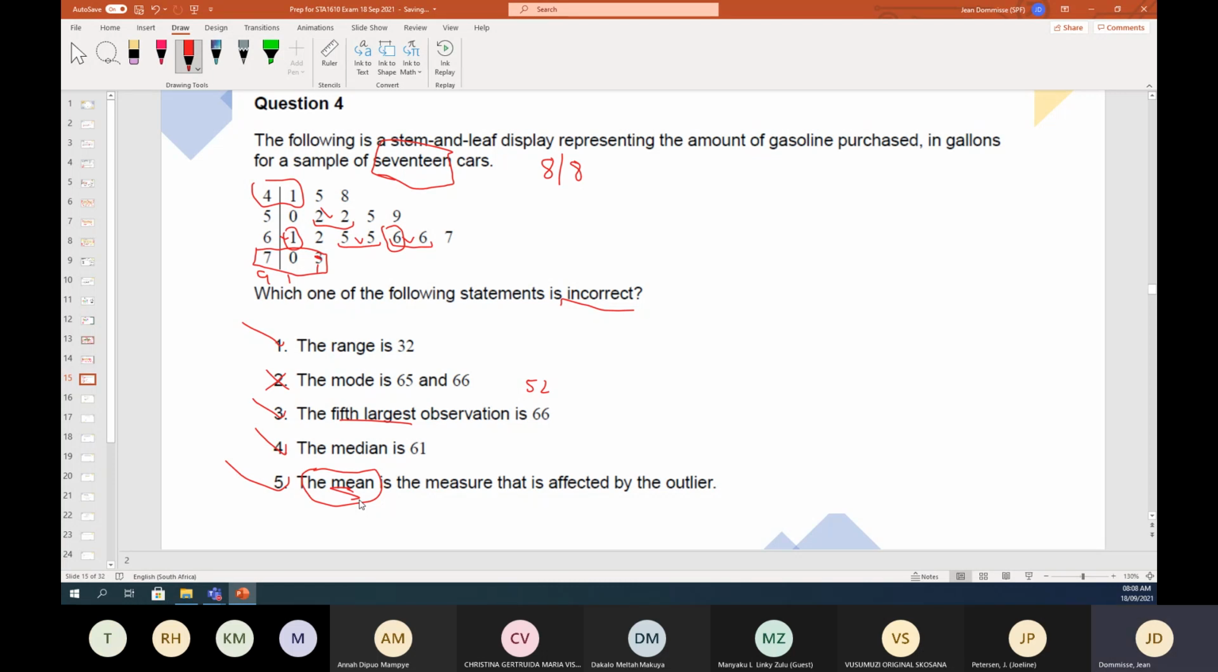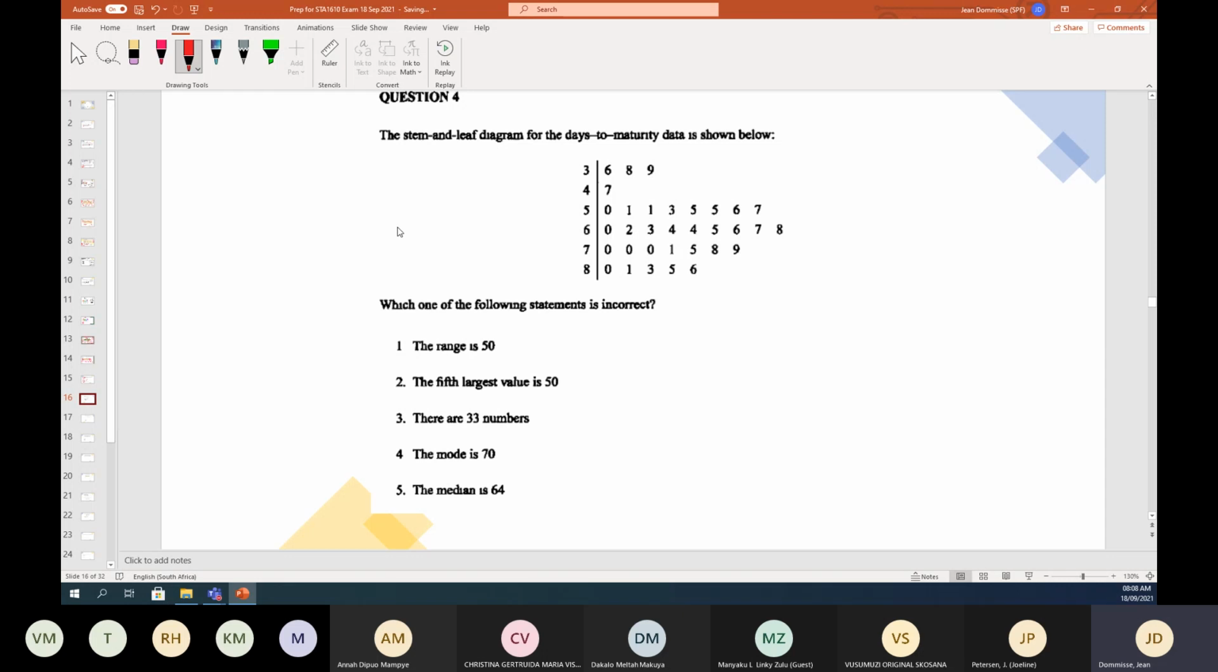So that nearly gives us an indication of what they can ask in a stem and leaf, but I've got 2 more examples just to show how it was asked in some previous exam papers. Okay, so let's go to the next one.